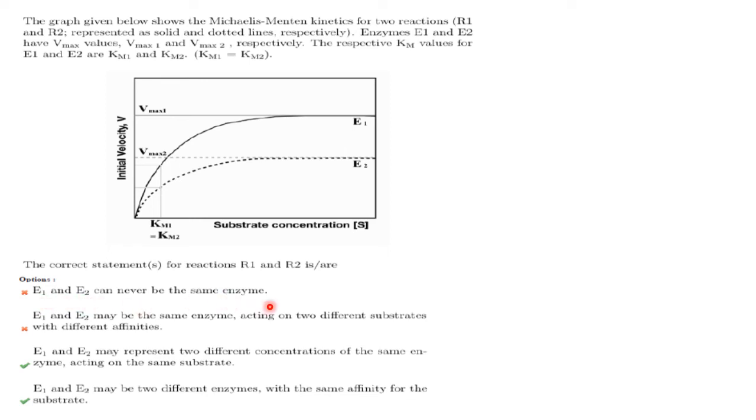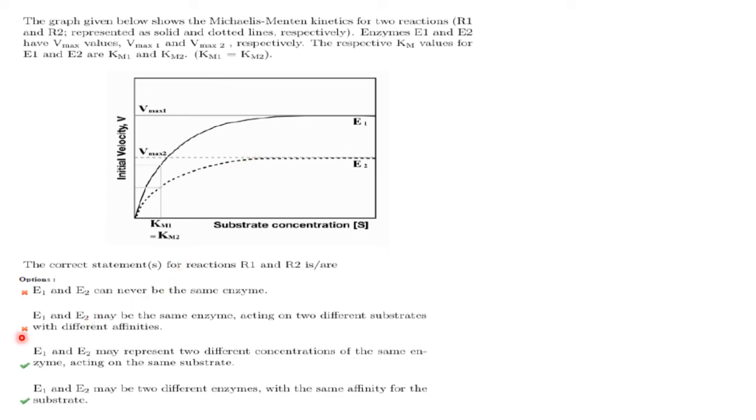E1 and E2 can never be the same enzyme. Yes, E1 and E2 can never be the same enzyme, but they can be different concentrations of the same enzyme. That is why they have different values for Vmax, because the value of Vmax is dependent on the amount of enzyme used in the reaction. Double the amount of enzyme means double the Vmax. Hence, E1 and E2 may represent two different concentrations of the enzyme. That is why as the concentration of enzyme varies, the Vmax also varies.